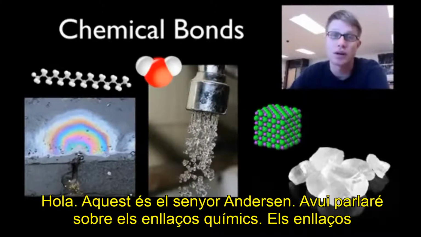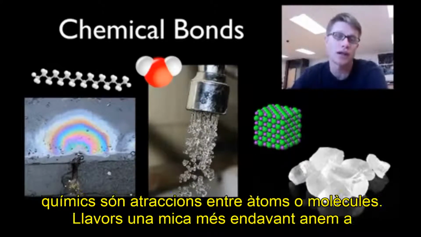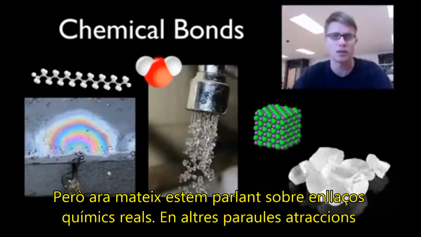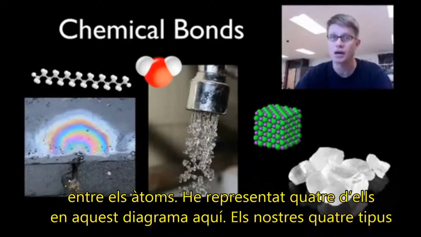Today I'm going to talk about chemical bonds. Chemical bonds are attractions between either atoms or molecules. A little bit later we'll talk about intermolecular bonds, so those are things that are attaching molecules together, but right now we're just talking about straight up chemical bonds, in other words attractions between atoms.